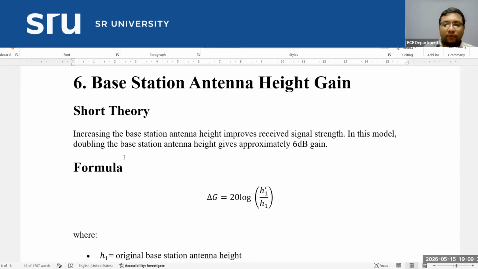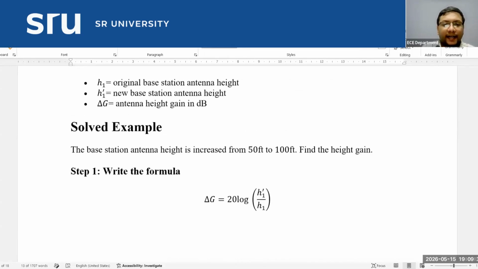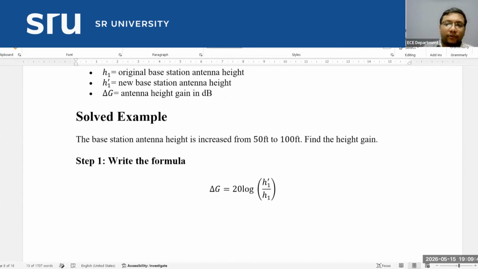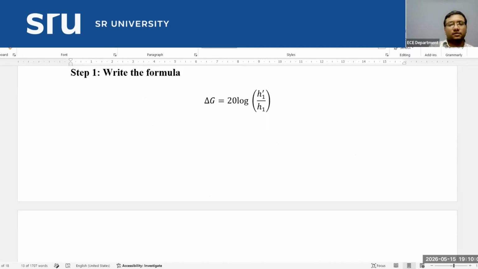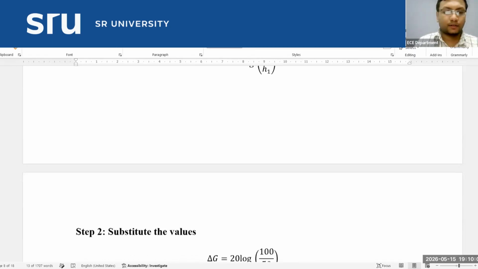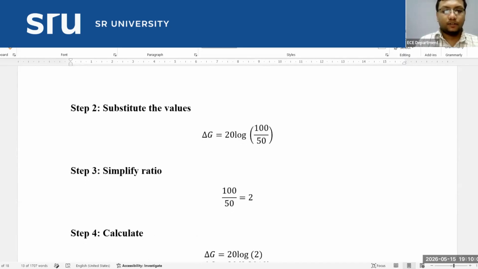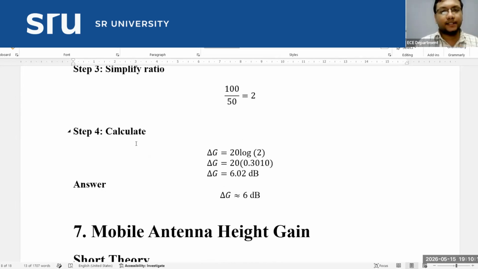So let us take another example for this. The base station antenna height is increased from 50 feet to 100 feet. By increasing this height, what is the increment in antenna gain? This is the question. So first we write the formula. Delta G is equal to 20 log H1 dash divided by H1. So delta G is equal to 20 log 100 divided by 50. So finally this is 6.02 dB, or delta G is approximately equal to 6 dB.